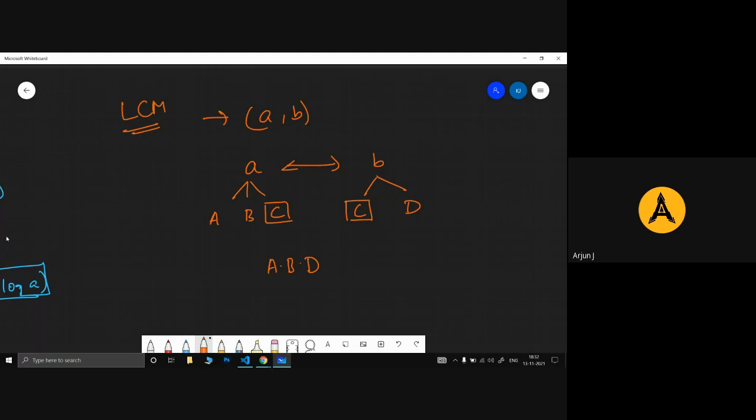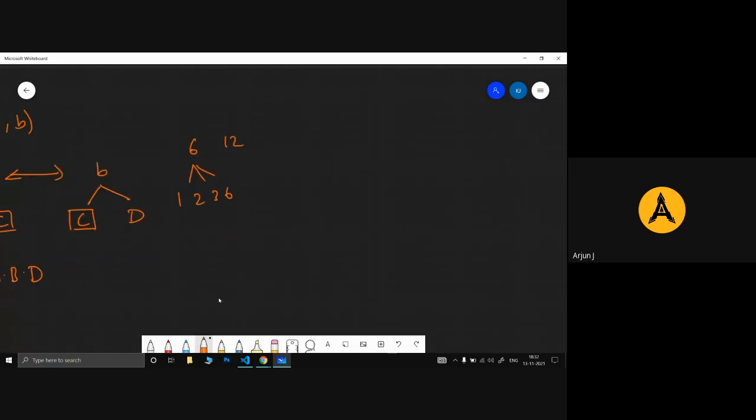For example, if the least common multiple of 6 and 12 is asked, the factors of 6 are obviously 1, 2, 3, and 6. And for 12, we have the factors 1, 2, 4, 3, 6 and finally 12. We will be eliminating the common factors, so it is going to be 1, 2, 3, and 6. Sorry, I think I'm making a mistake over here. We should be getting 12 as our answer.